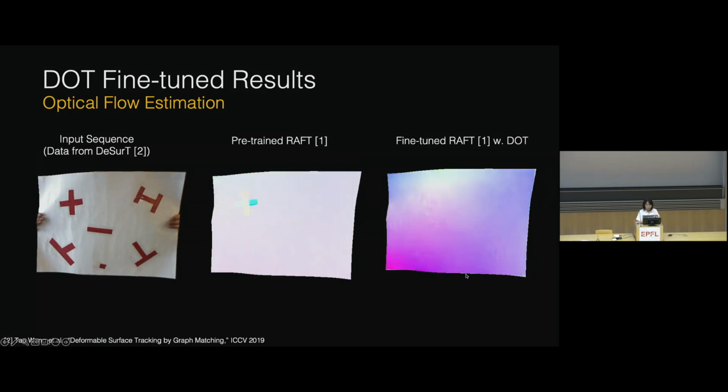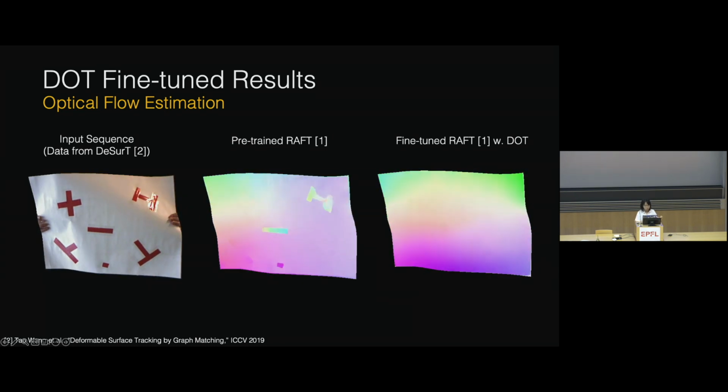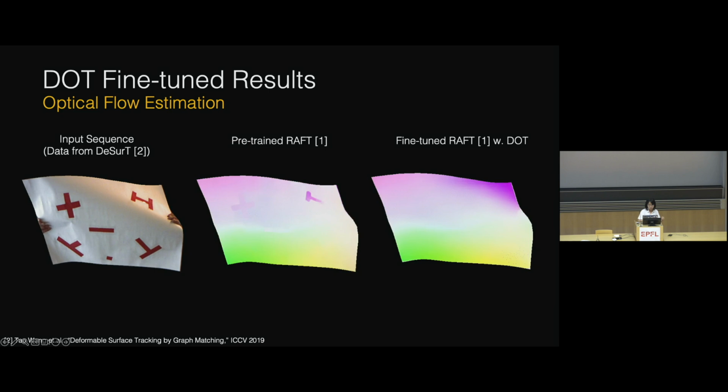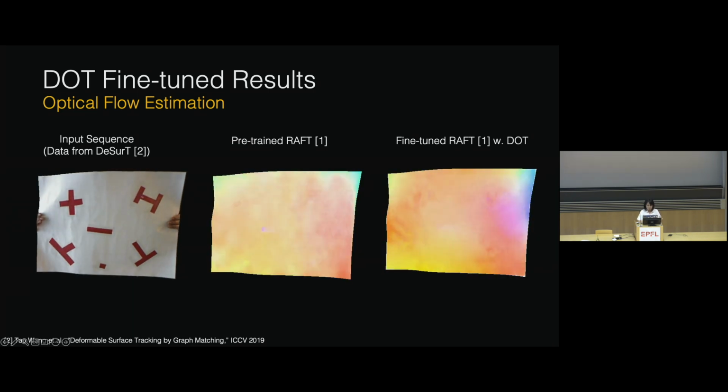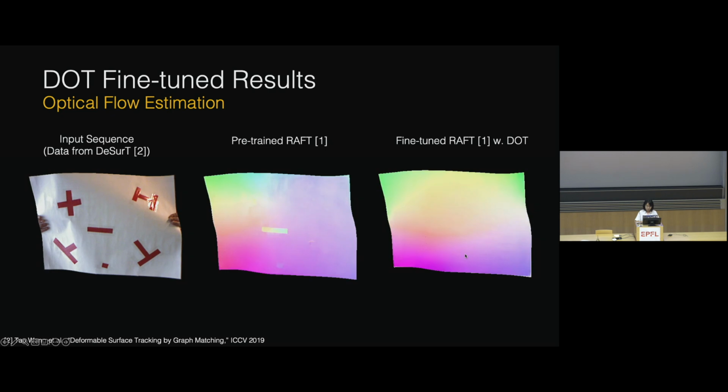And here's another result on data from another real data set, which is called DeSerT. It is a very popular data set on deformable objects, and these data are not used in training. And we can see that also with a fine-tuned model, the performance greatly improved.